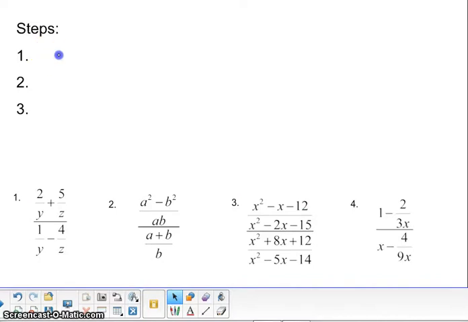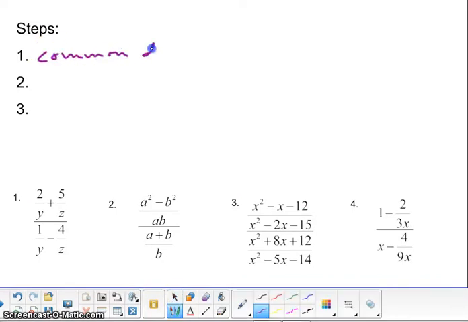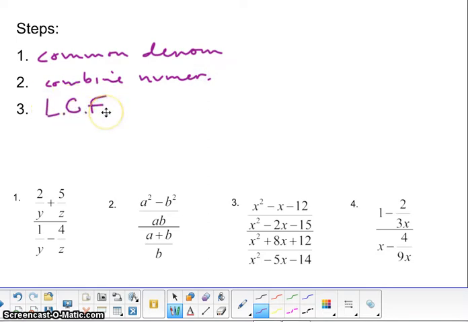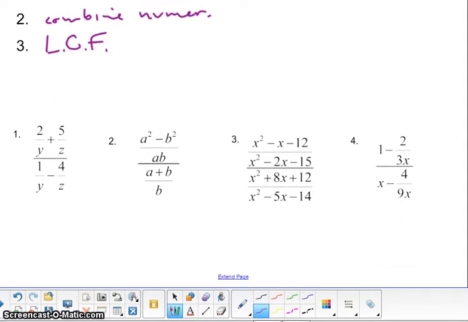So again, you want to find a common denominator for all terms. You want to combine the numerators and then leave, change, flip. There you go. There's a fancy name for it. Okay, look at all of the denominators. You've got a y, a z, a y, and a z. So a value that they're all going to go into is yz.